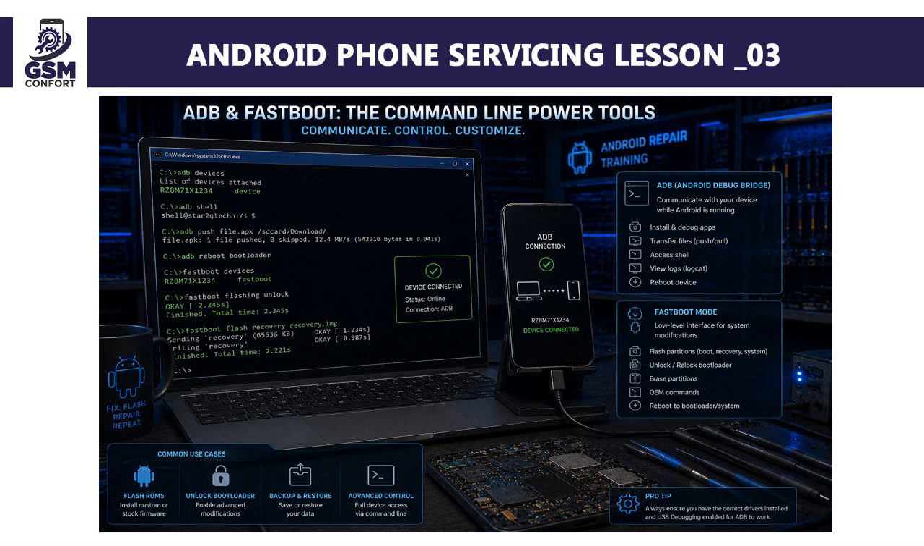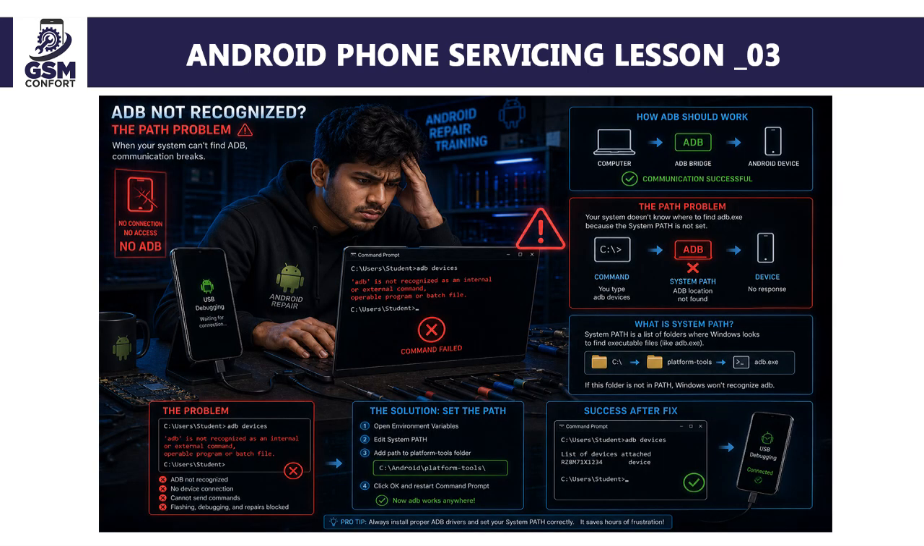Fastboot communicates with the phone while it is in bootloader mode. Using Fastboot you can unlock bootloaders, flash partitions, repair boot issues. Now here's a question for you. What happens if you install ADB tools, but Windows cannot find them when you run commands? You will get an error message saying, ADB is not recognized as an internal or external command. To fix this, you must add ADB to the system path.